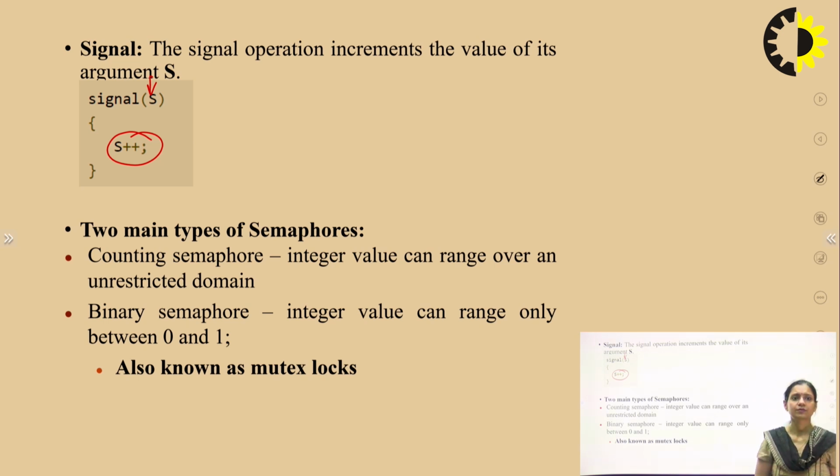Now we have two types of semaphores. The first one is the counting semaphore and the other one is the binary semaphore, which works on only two values, that is 0 and 1. The binary semaphore is also known as a mutex lock.